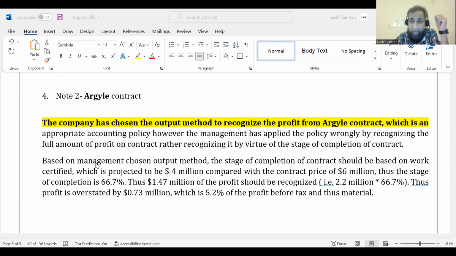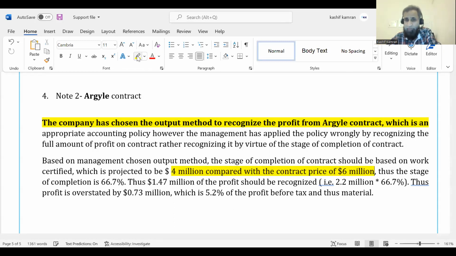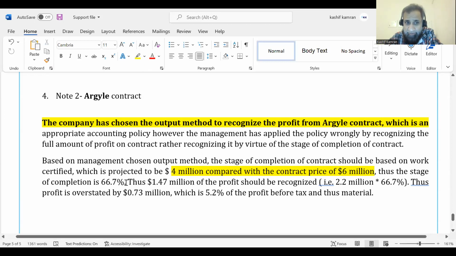Right? Now, if they have done the wrong application of the accounting policy, are we sure that the profit is overstated? Because they have recognized the profit in full. So you come to the second paragraph. Based on the management's chosen output method, the stage of completion of the contract should be based on the work certified, which is projected to be 4 million. This is taken from exhibit number 4, right? So work certified, projected to be 4 million, compared to the contract price of 6 million. This is given in exhibit number 4. Thus, the stage of completion is 66.7%.